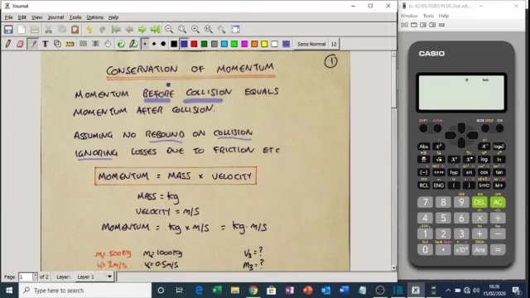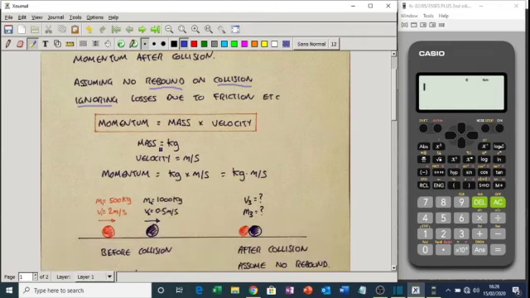So that's the basis of our questions today. Momentum before equals momentum after. We know that momentum is mass times velocity. The greater the mass of an object, the more momentum it has. And the greater the velocity, the more momentum it has. So if we've got big mass and big velocity, we've got a lot of momentum. We know that mass is in kilograms and velocity is in meters per second, SI units. So momentum is mass times velocity, so the unit of momentum is kilograms meters per second.